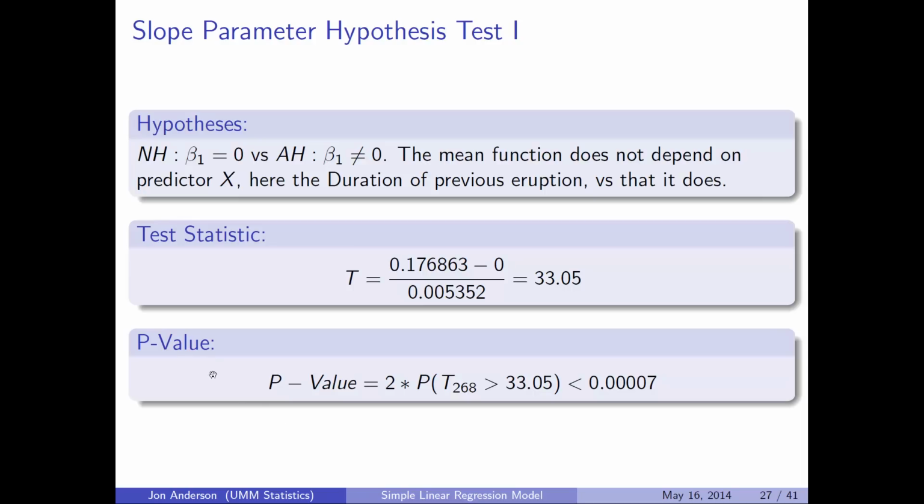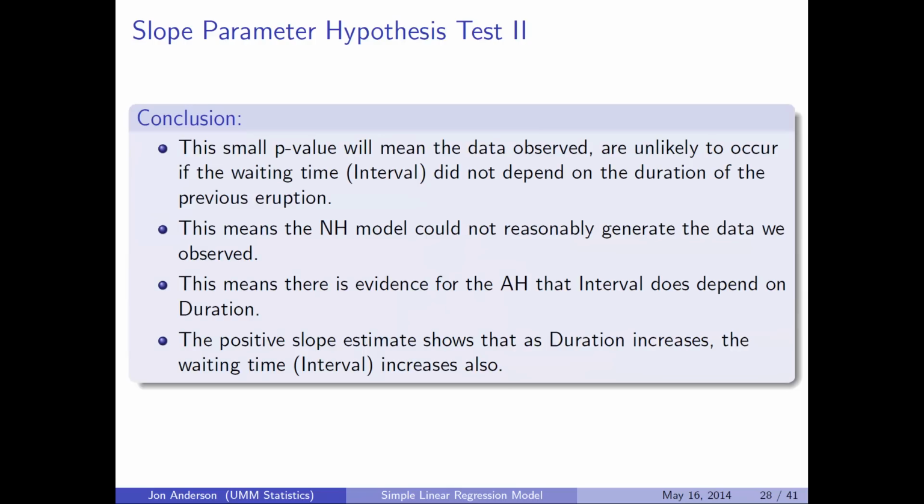We would use the t-distribution to calculate the p-value. What's the probability we could get a t-statistic more extreme than 33.05? That would just be the probability of getting a t-statistic bigger than 33.05 plus the probability that we could get a t-statistic more negative than negative 33.05. And because both of those tails are the same, I'm just going to look up one of them and multiply by 2. We find out that that probability is extremely, extremely small, and we get the following conclusion.